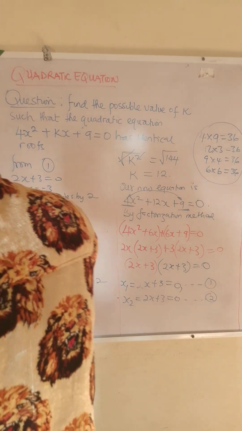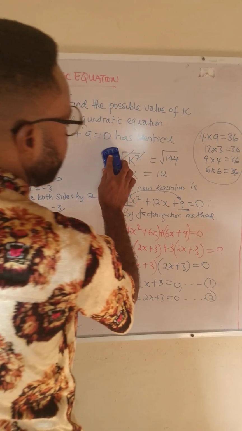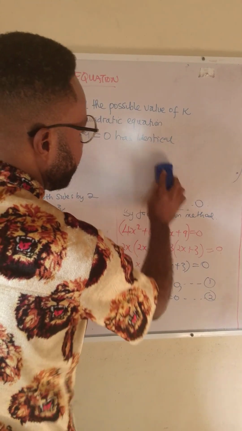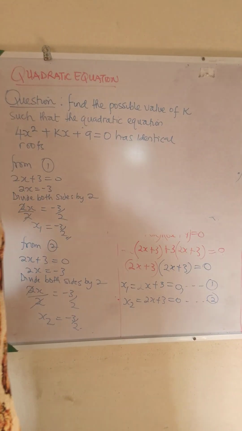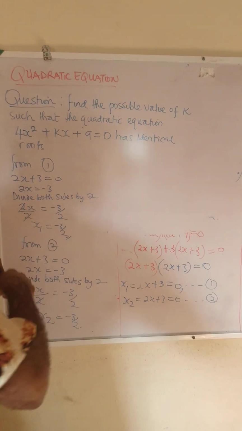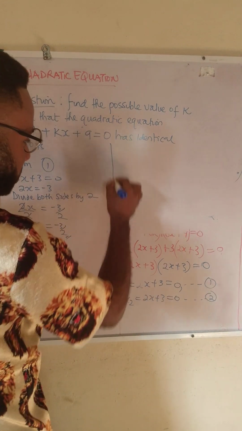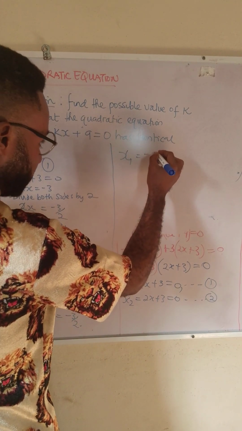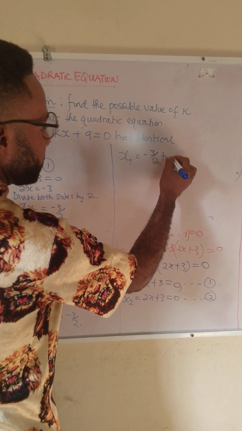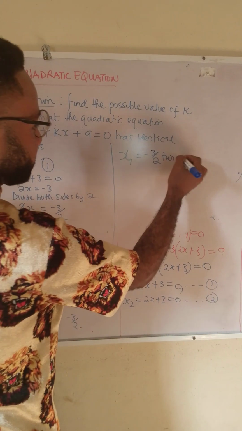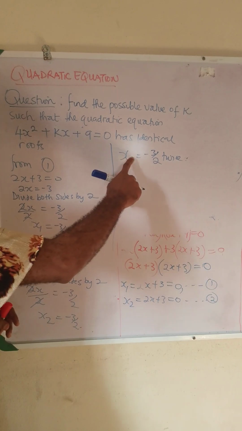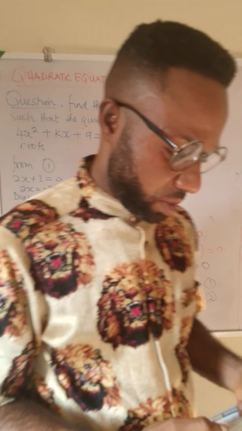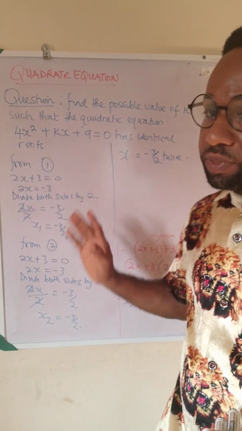And so in this case, since we have the same answer for the roots, you can simply say that the roots are identical according to the question, or you can say that x equal to minus 3 over 2 twice. So that is it. Basically, that is how to solve a question of this nature.